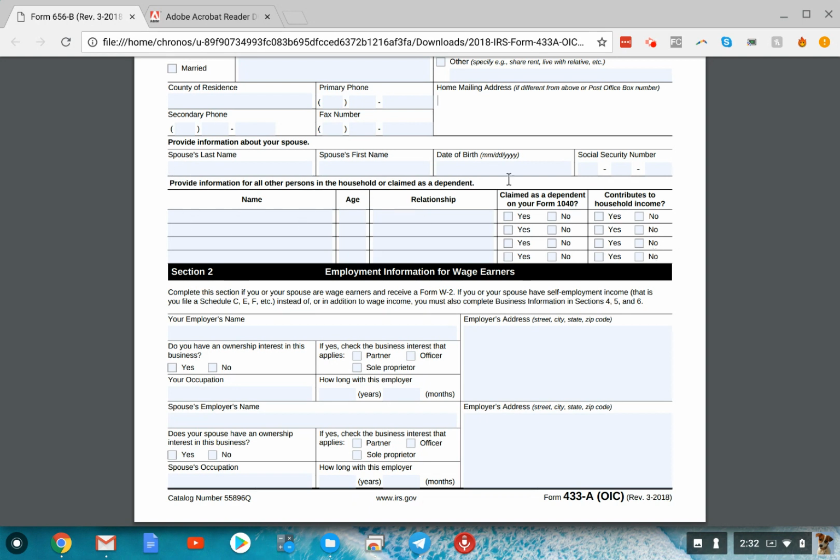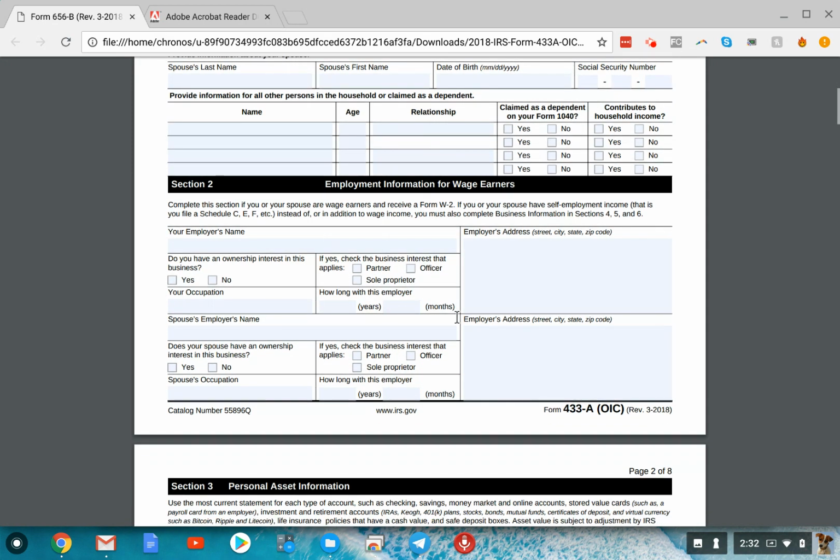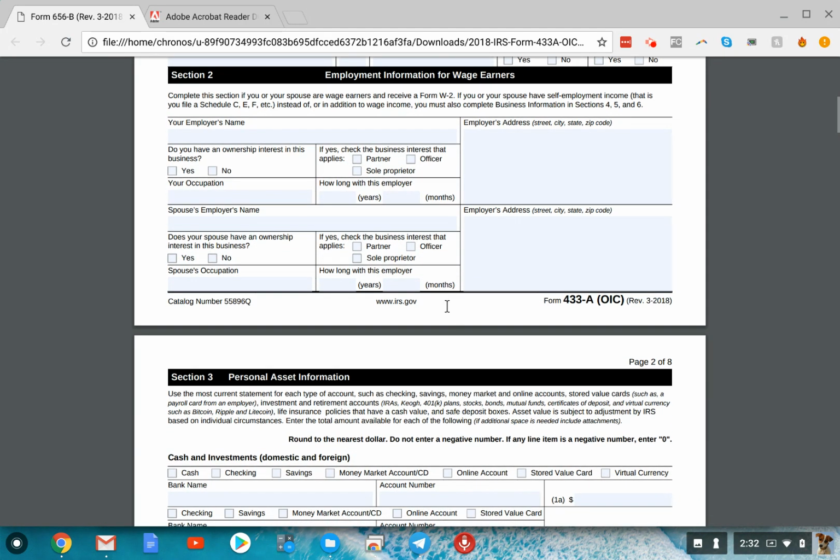These are all the people that are living in your household or claimed as a dependent. They want to know, are they claimed, yes or no? Are they contributing to the income? Yes or no? Sometimes you have people live there, they're not contributing. That doesn't really help you. Most people are just going to have their kids in here. That's the typical people you're going to put in there.